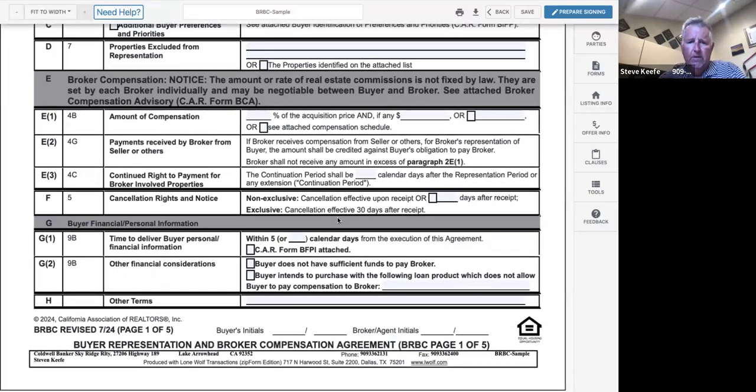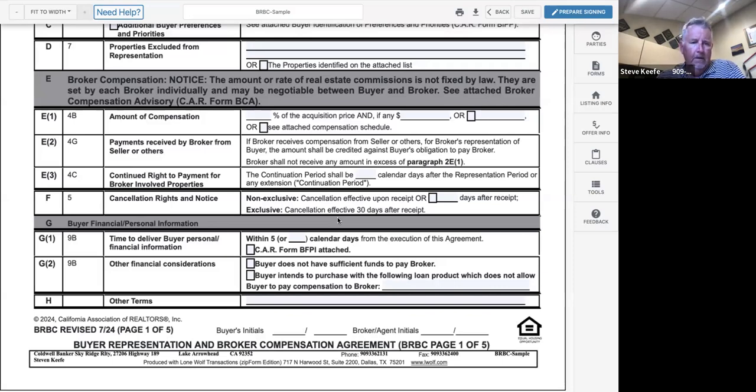Cancellation rights and notice. Non-exclusive cancellation is effective upon receipt, or you can put some date in there if you choose to, a number of days after. But if it's non-exclusive, it is effective immediately upon the buyer wanting to cancel. If it is exclusive, the cancellation period is 30 days after receipt. So keep in mind that there is the continued right to payment after the cancellation. So if you have a buyer that's trying to get tricky and cancel on you so that they can turn around and buy another property with someone else without having to compensate you, you do have that protection in there as well.